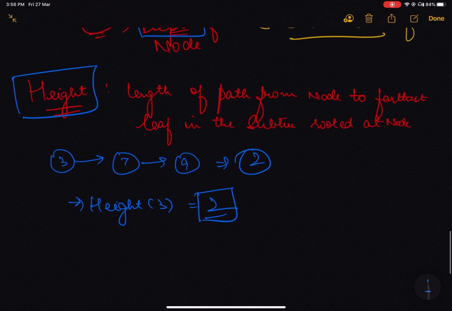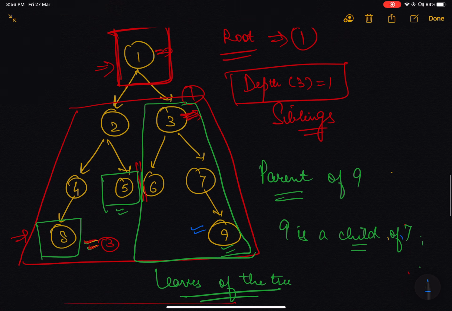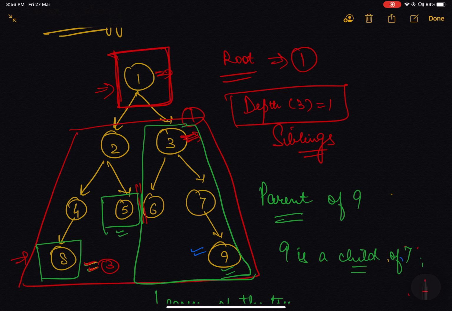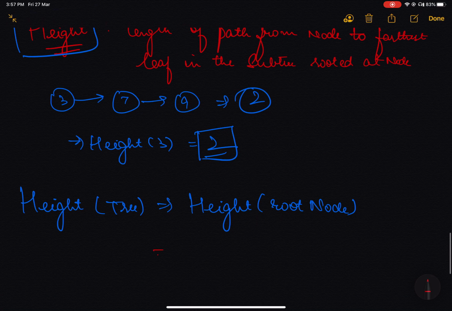This was the definition of the height of a particular node. Now, what is the height of the tree? The height of the tree is nothing but the height of the root node. So, in the example above, what is the height of the root node? Clearly, the farthest leaf from the root 1 is 8 or 9. What is the length of the path from 1 to 8? As we saw earlier, it is 3. Thus, the height of the tree in the above example is 3.